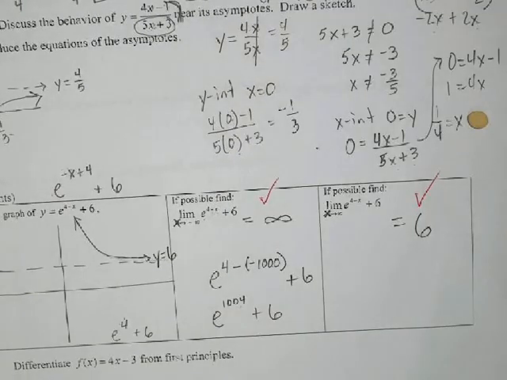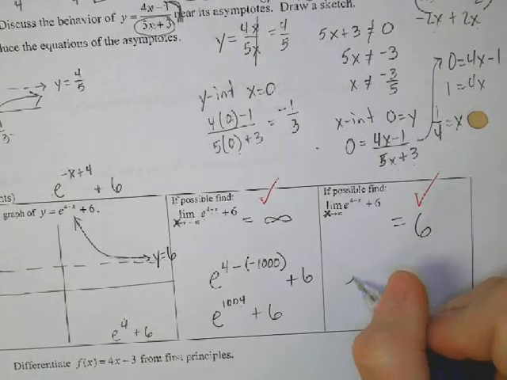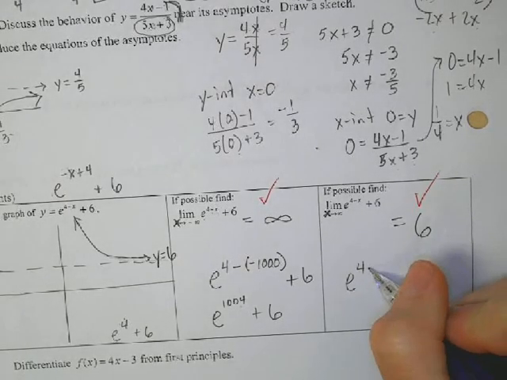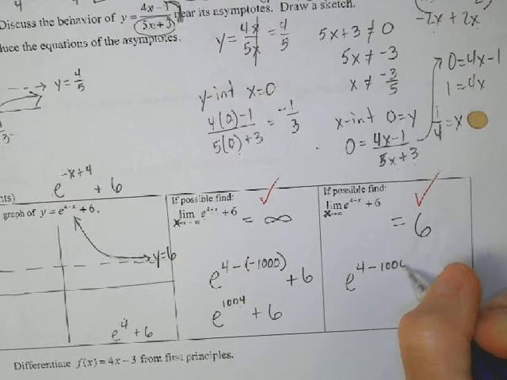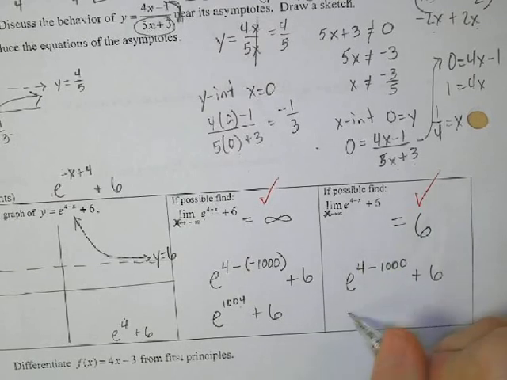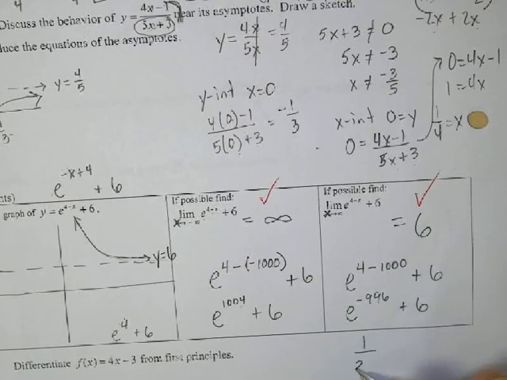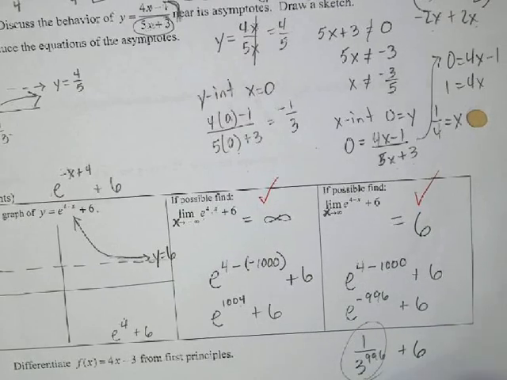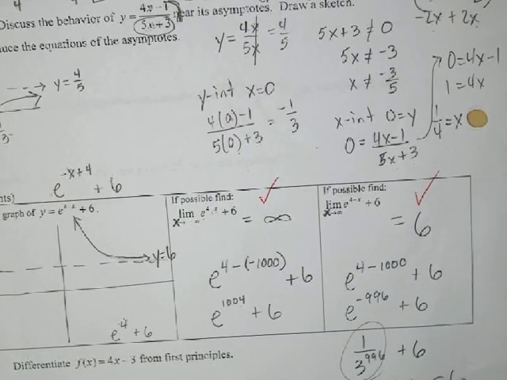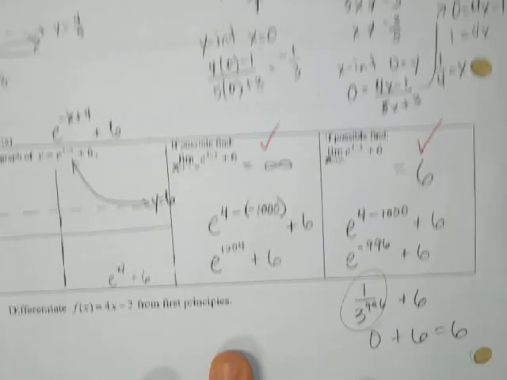Okay, and again, we could show a substitution. This would be e to the 4 minus a really, really big number, so that would be e to the negative 996. And when I have a negative exponent, that's 1 over e to the 996, plus 6. This is basically 0. 0 plus 6 gives me 6. So there it is. There is my limit.